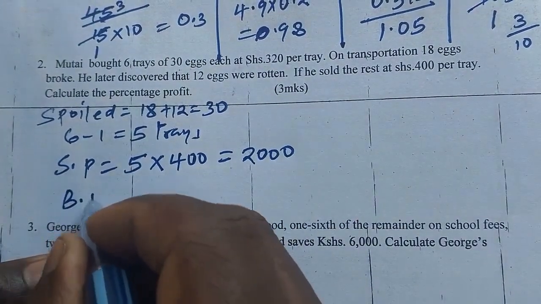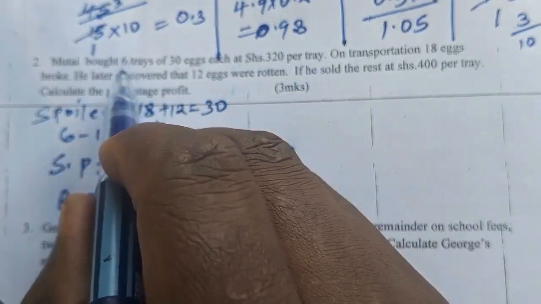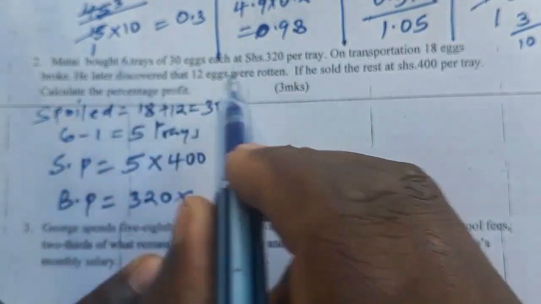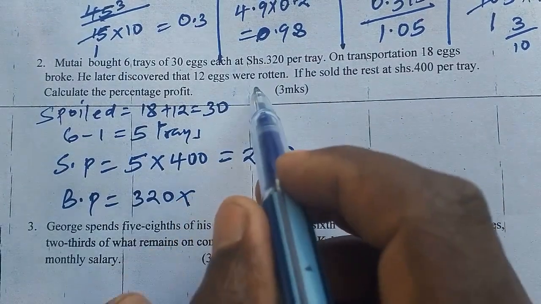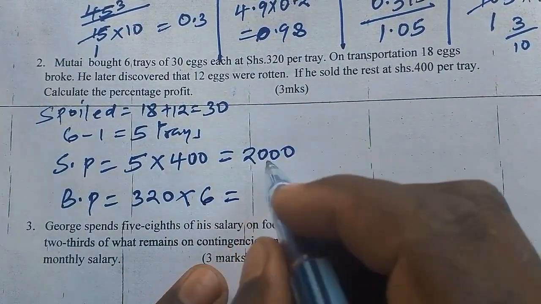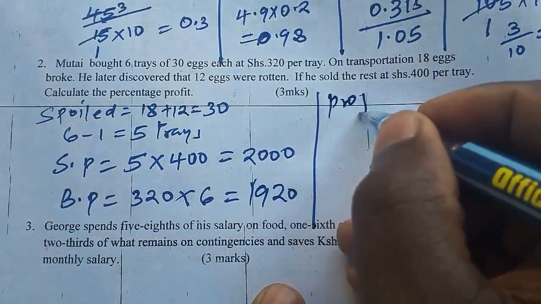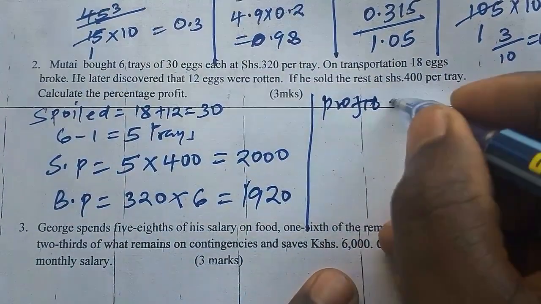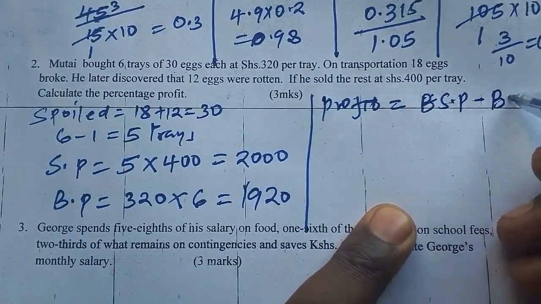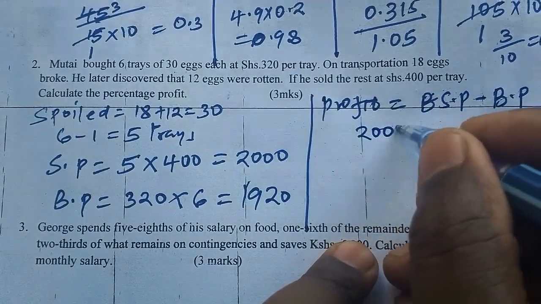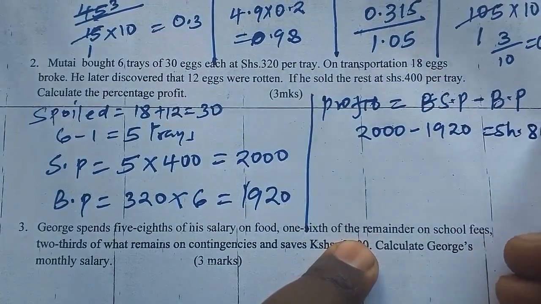So what was the buying price? The buying price was 320 times 6, because he bought 6 trays without knowing that 18 were going to break, without knowing that 12 were rotten. So there were 6, and this one will give you 1,920. So that was the buying price. So profit is equal to selling price minus buying price. So 2,000 minus 1,920, the profit is Kenya shillings 80. That is the profit.